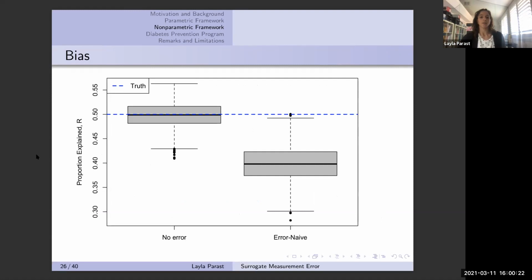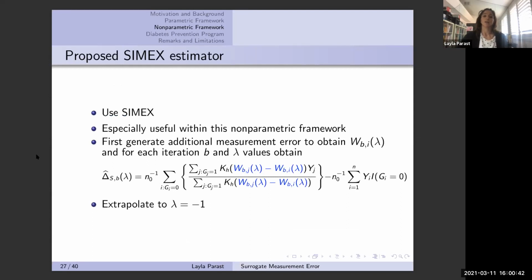Here, those parametric models do not hold in this setting, but we're using the non-parametric approach. When there's no error, things perform nicely. But when there is error, I see some substantial bias. So here, just like in the parametric setup, we're going to use the SIMEX estimator. And it's especially useful here within the non-parametric approach.